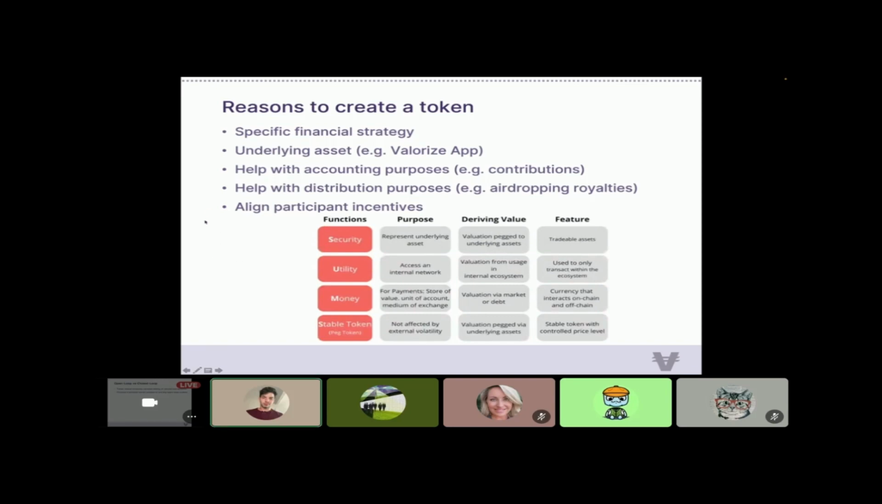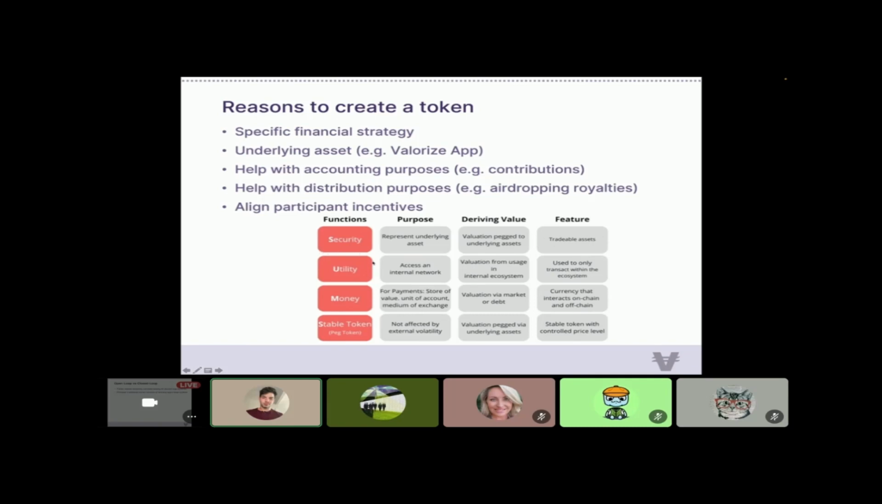The book gives this overview of the functions of a token, and I want to talk a little bit about this. We have different functions. A token can function as a security, a utility, money, or a stable token. If we focus on it being a security for now, its purpose is to represent the underlying asset. Its valuation is pegged to this underlying asset, and its feature is that you can trade it.